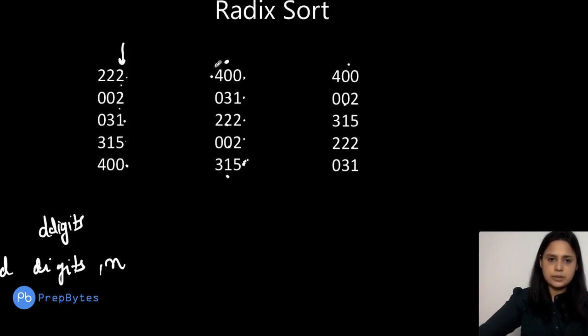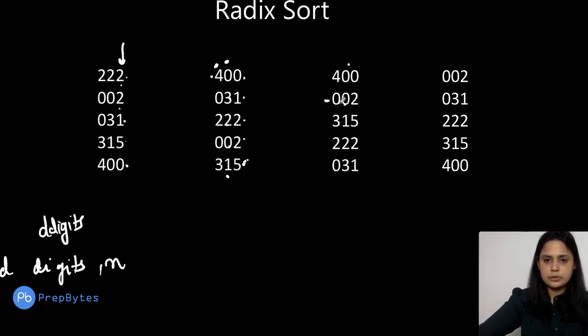Now I go to this place and, based on the first place values, I will sort the array. Here again 002 is the smallest. We are using counting sort to sort the numbers, and counting sort is stable. So if 002 comes first here, in this case also it will come first. 002 comes here, then 031 comes here, then 222, then the next number is 315. Since 3 is greater than 2, it comes here, and 400 comes here. At the end of the day, we get the sorted array.